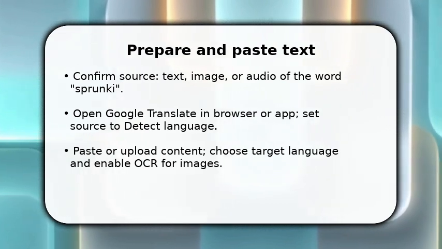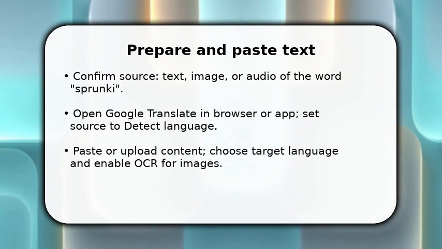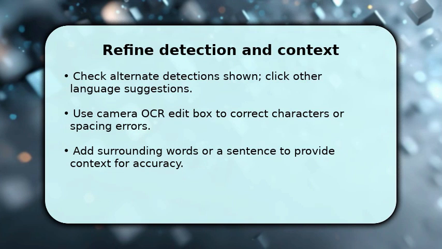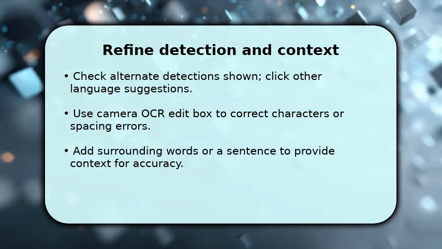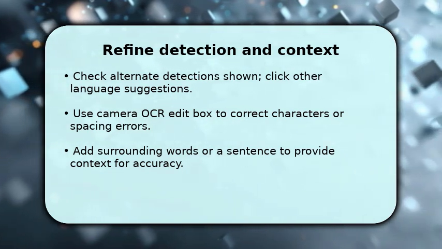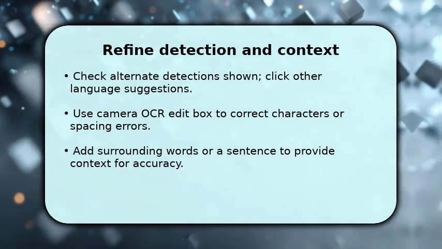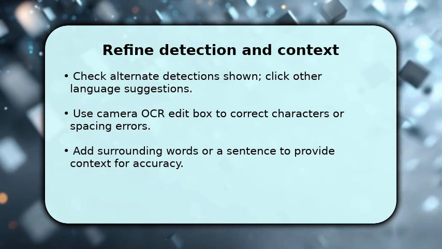Now you refine detection and provide context. If Google Translate suggests alternate languages, try them. Click each to compare outputs. For image OCR, edit the recognized text in the camera output, correct character mistakes like L versus 1 or spacing issues, because small errors break meaning.